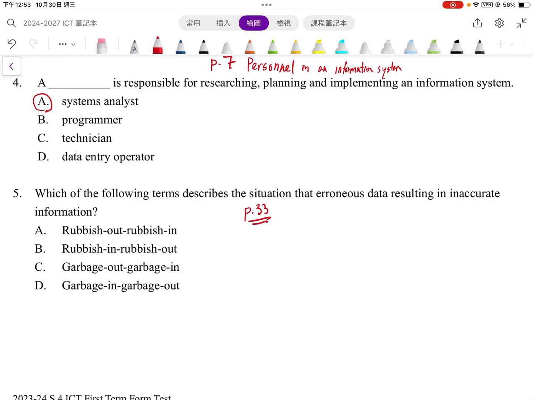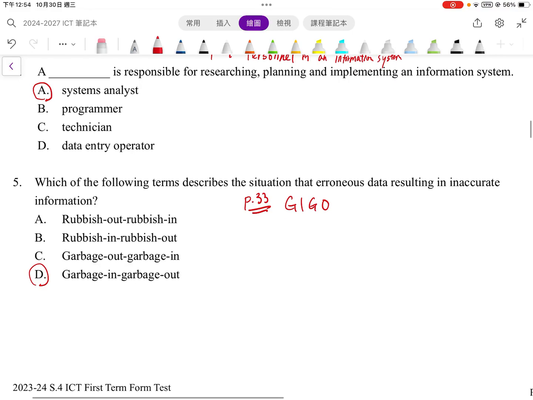Okay. In page 33, you should find a very key term called GIGO, which stands for garbage in, garbage out. So the answer should be D. So very quickly to explain what is garbage in, garbage out: when you input some data which is useless, you should expect that the output, which is the information, is also not good. It's not related to something you want. So this is called garbage in, garbage out.